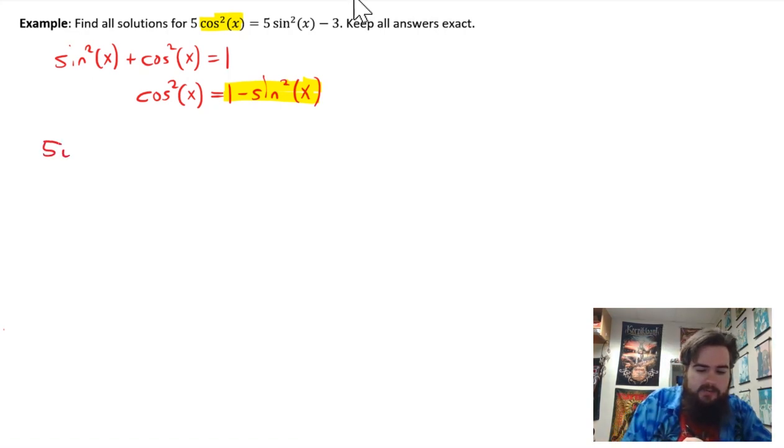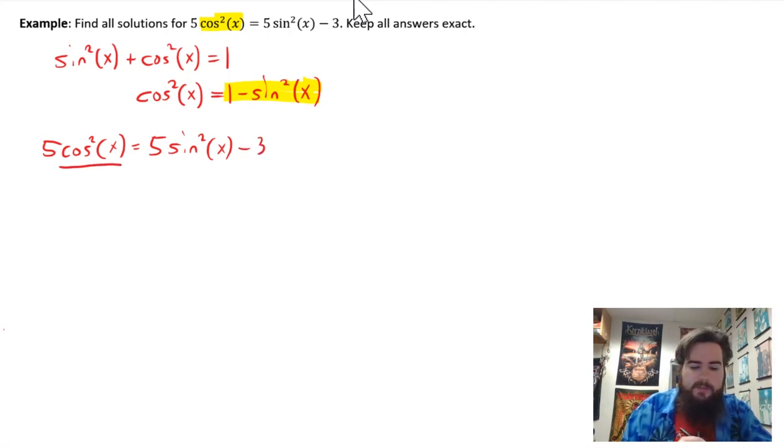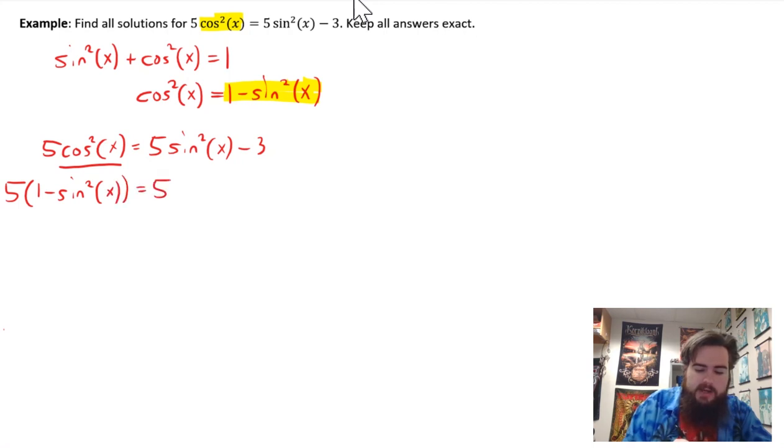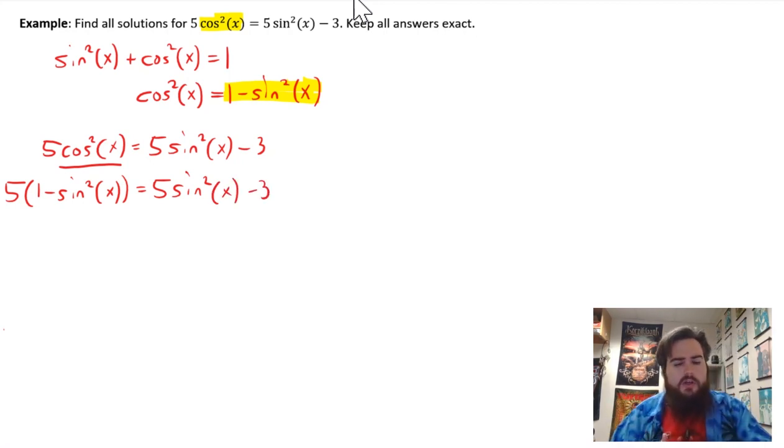So then I can take 5 cosine squared of x equals 5 sine squared of x minus 3, and replace this cosine squared of x term with 1 minus sine squared to get 5 times 1 minus sine squared of x equals 5 times sine squared of x minus 3. It is always good to look out for trigonometric functions taken to a second power. If you do see those functions taken to a second power, one of your first thoughts should be a Pythagorean identity. They won't always solve the situation you're working with, but they're a good thing to lean on.